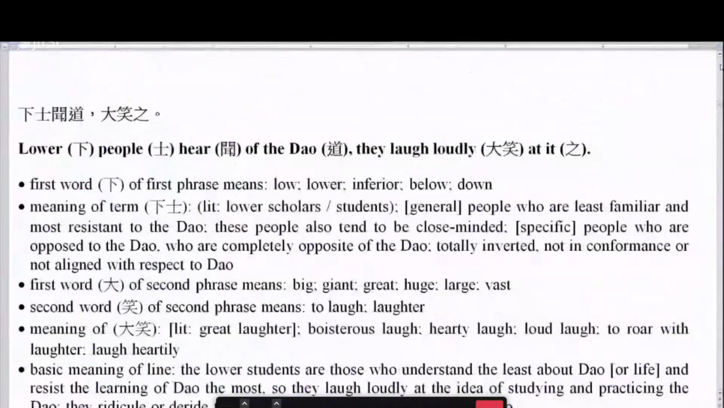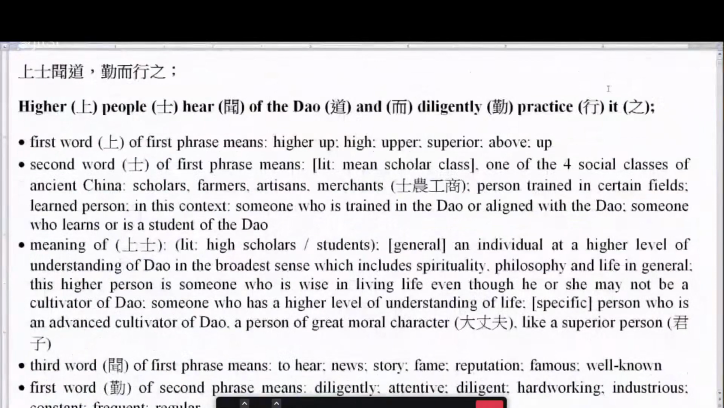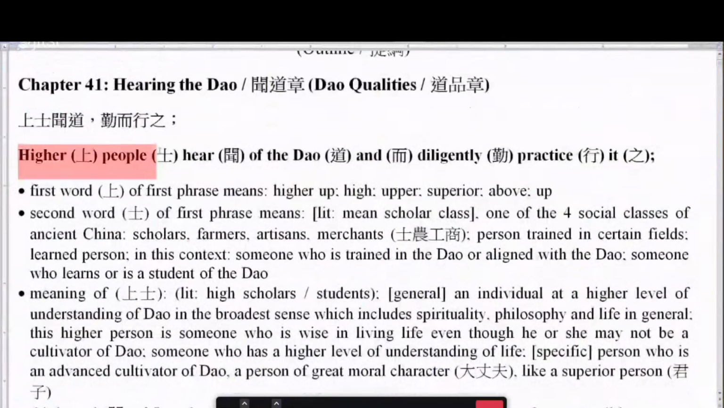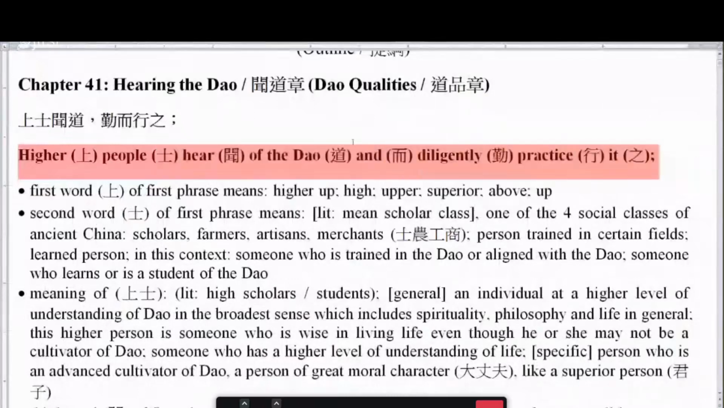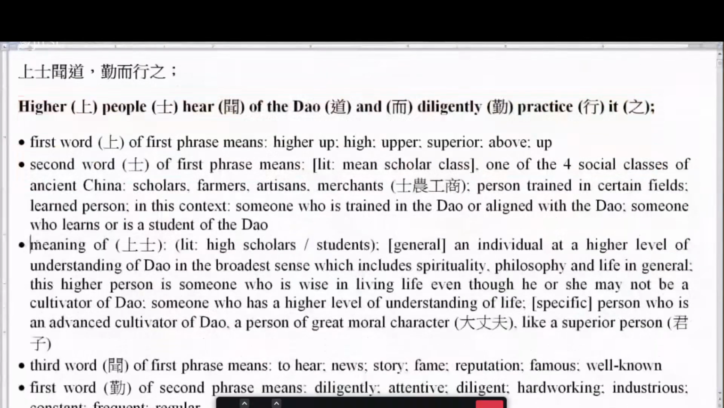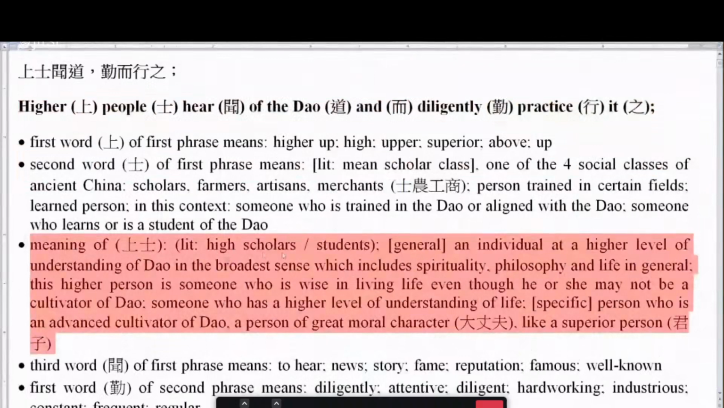Okay, chapter 41, hearing the Tao. He's talking about section 1. The first line: higher people hear of the Tao and diligently practice it. The meaning of 上士 literally means high scholars or students, or high level. I can say superior, but high.